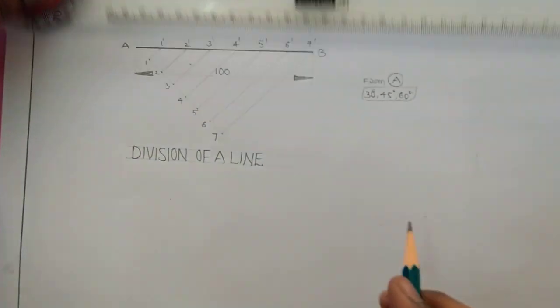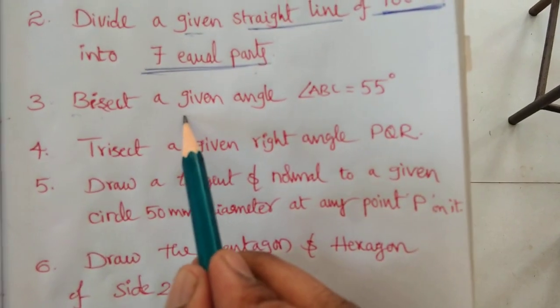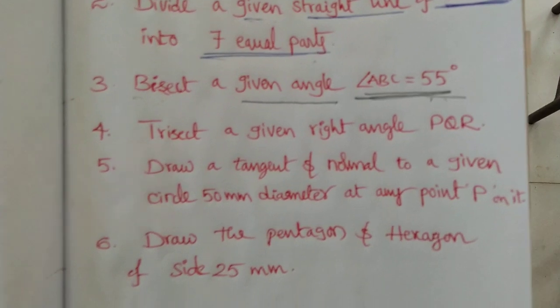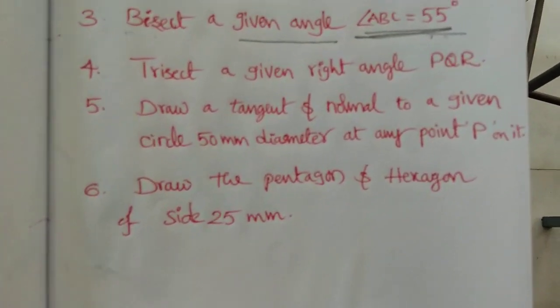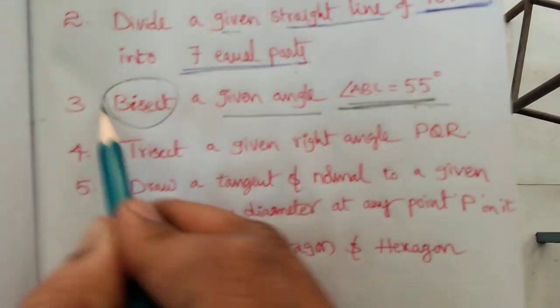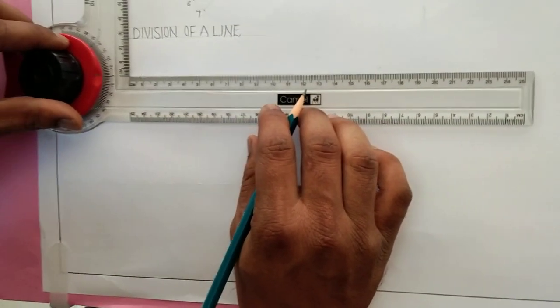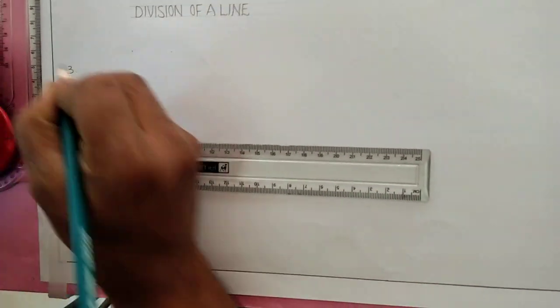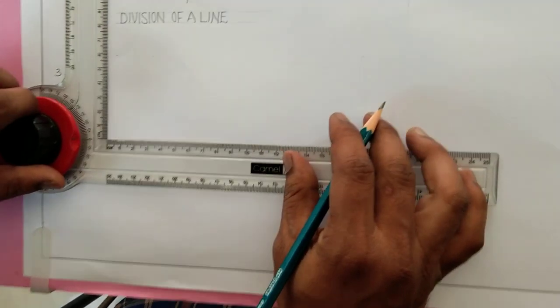Next we are moving to another problem, problem number 3, and here we have: bisect a given angle ABC equal to 55 degrees. That means we will have two lines AB and BC. So we should divide that inclination of 55 degrees into two equal parts, because the aim of the problem is to bisect. Bisect means dividing that particular thing into two equal parts. Here I can give question number 3.